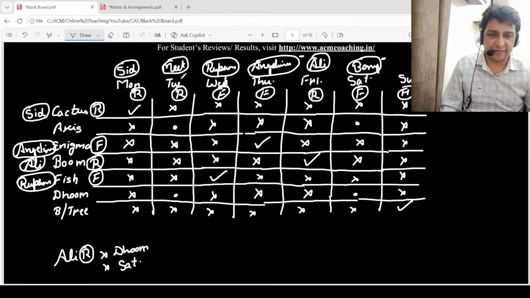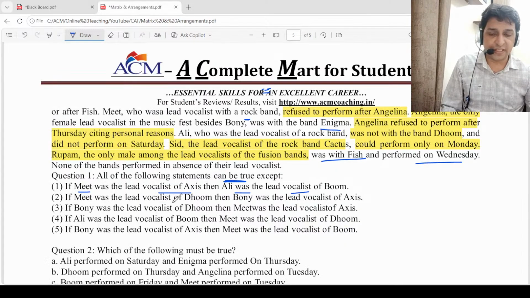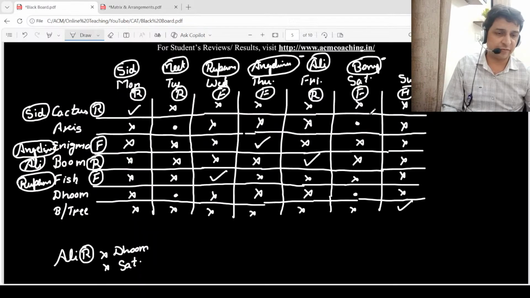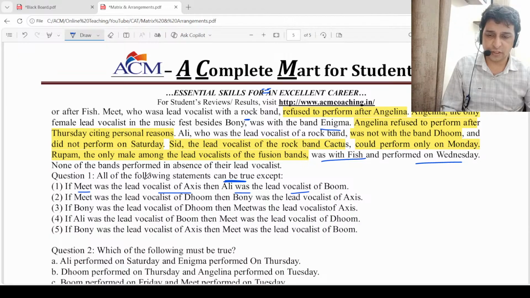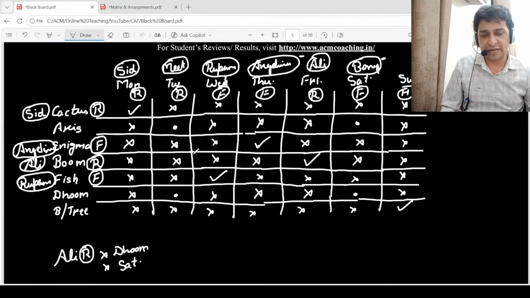Yes, it is possible. And then Meet will be with Dhoom. That is possible. If Meet is the lead vocalist of Dhoom and Boni is the lead vocalist of Access, that is also possible, because these two things are possible left with us. If Meet is with the Access, then Boni will be with the Dhoom. So that is also possible. If Boni is the Dhoom vocalist, then Meet is for Access. Now that is vice versa.